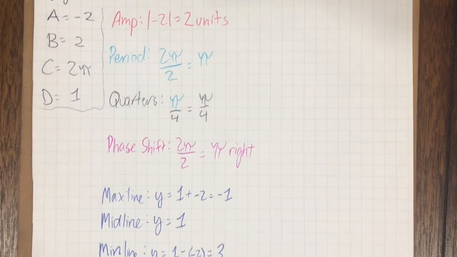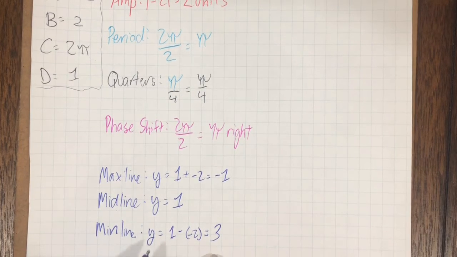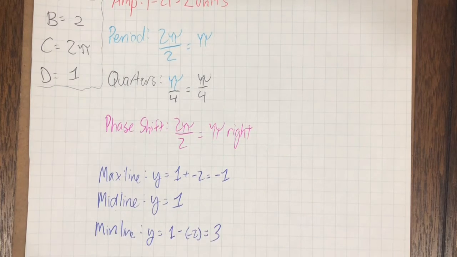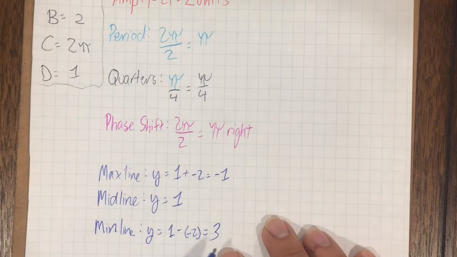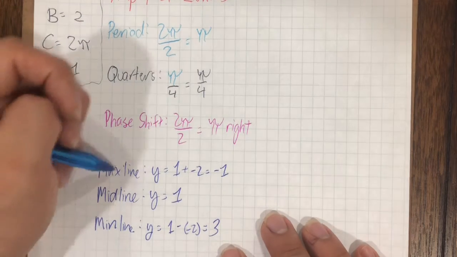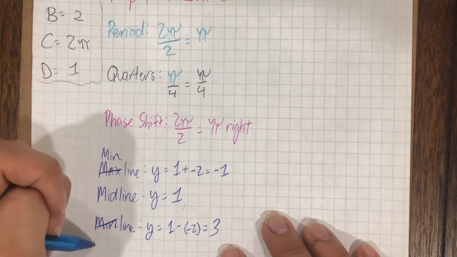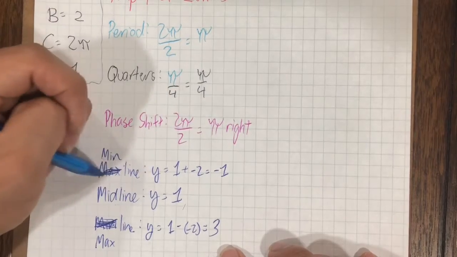So we can see something off going on here, because if we take a look, we have our midline, which is 1, but my min line is labeled as y equals 3, and my max line is y equals -1. That doesn't seem right, because if we were to look at the numbers in order, 3 is the maximum and 1 is the minimum. So I'm going to cross out max, and this is going to be my min line, and I'm going to cross out min, and this is going to be my max line. All right, so let me just cross this out further.